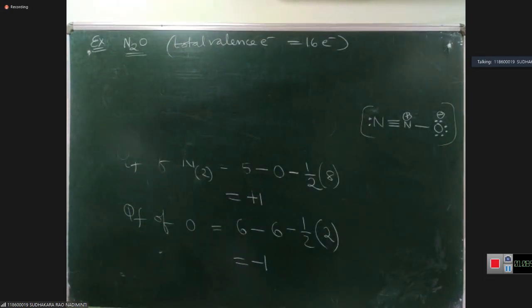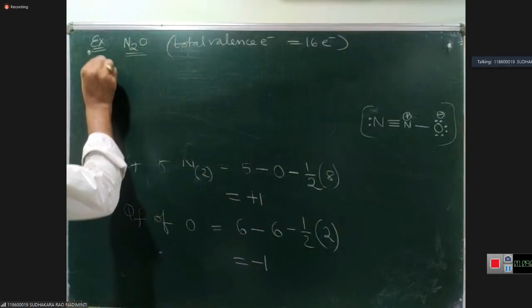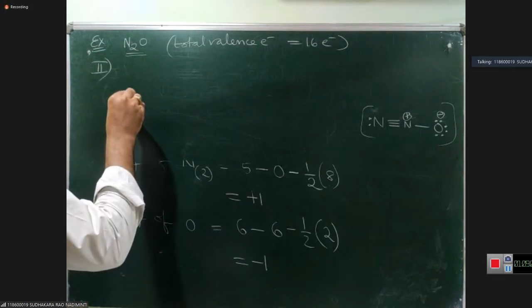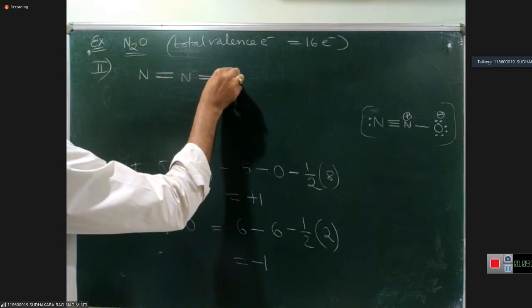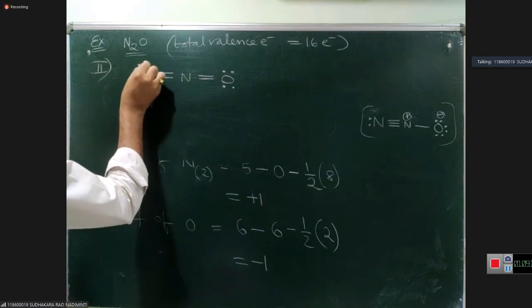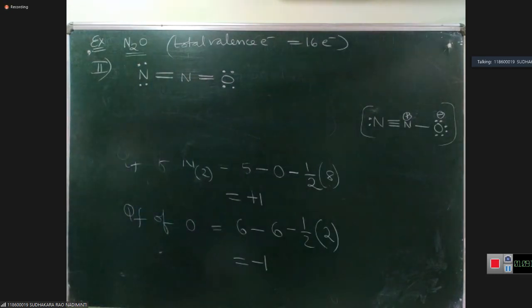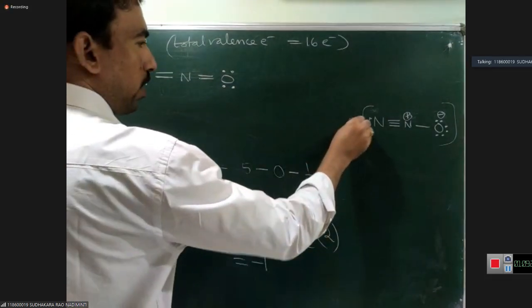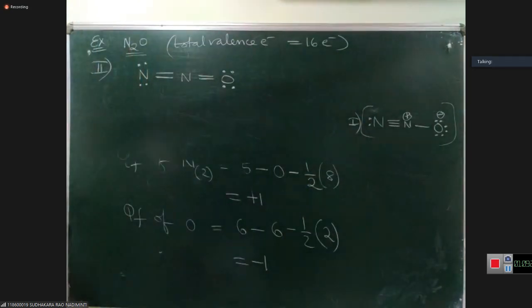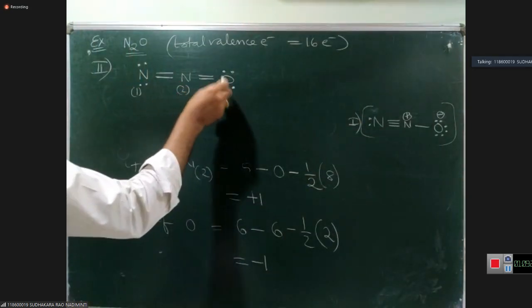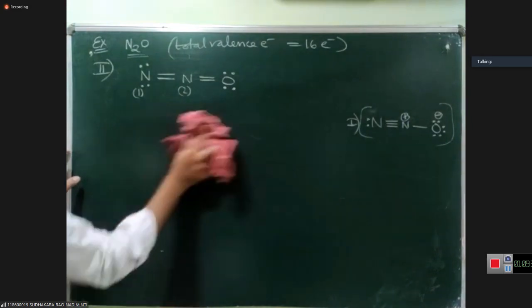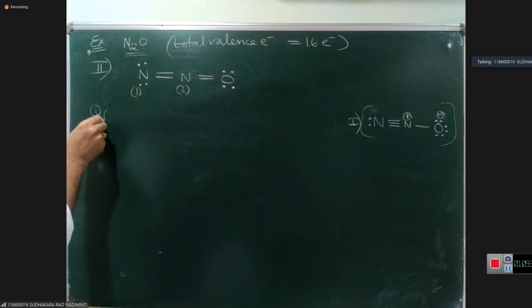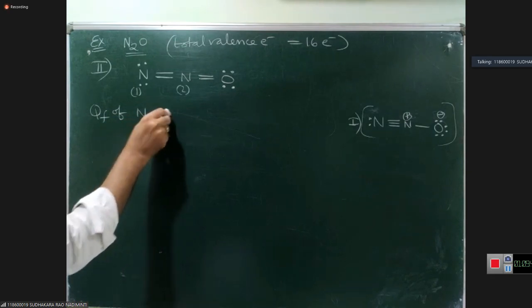Second Lewis structure I will write now. N double bond N double bond O, like this. Okay, now this is the first one I have written. Again I will number it 1, 2 and oxygen. So find the formal charge of N, first nitrogen formal charge.